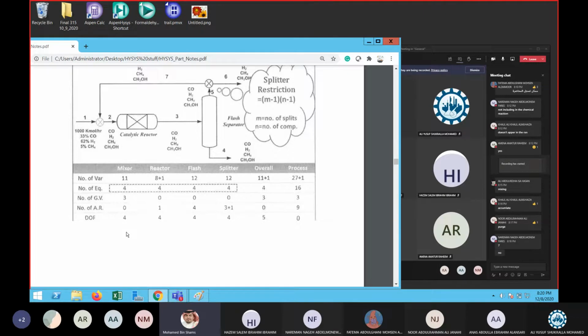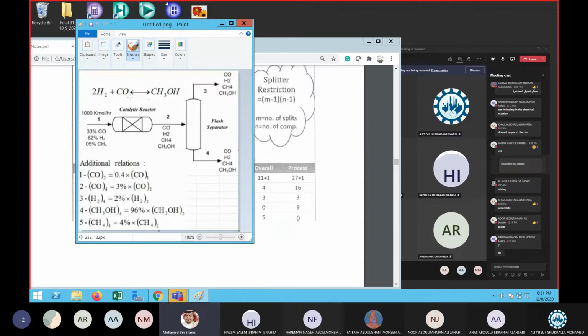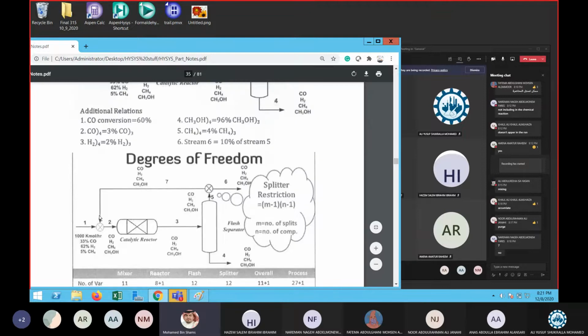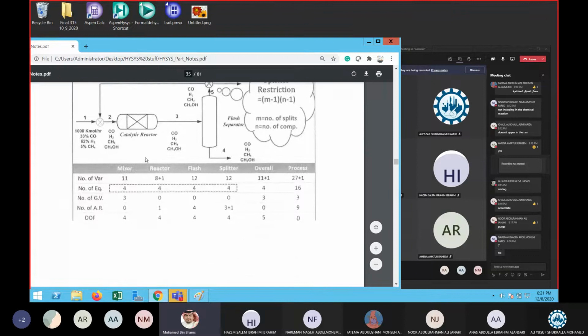Okay. Now let's move to the reactor. In the reactor we have 4 species, then we have 8, and we have 1 reaction going on here, which is this reaction, so we have zeta. So we have 8 plus 1. 4 species, no given variable. The number of available relations is just the conversion. CO conversion is 60%, so this is a relation that relates stream 2 to 3. Again the degree of freedom is 4.